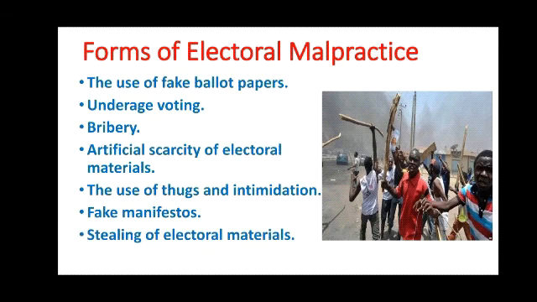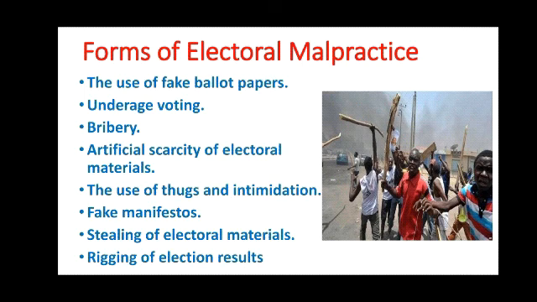Again, we also have stealing of electoral materials. During election, some politicians could be so desperate that they will send people to steal electoral materials like the ballot papers and ballot boxes. We have rigging of election results. Even after voting, the results can be manipulated just to undermine the process.